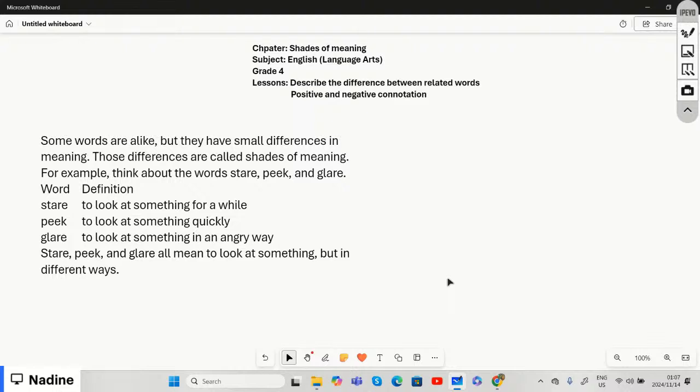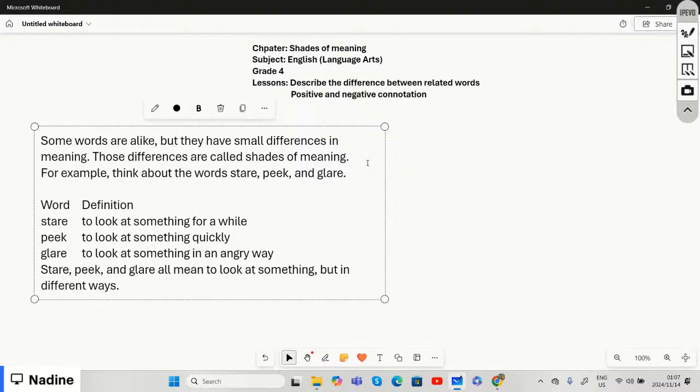All right. So when it comes to shades of meaning, some of our words are alike, but they have small differences in meanings. So some of our words are alike, but there are slight differences in meaning. And those differences we call the shades of meaning. That is the differences that you have.